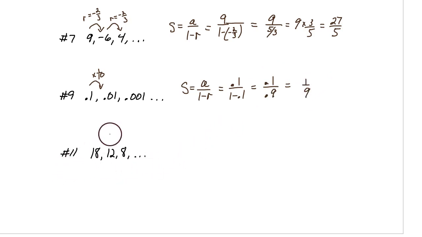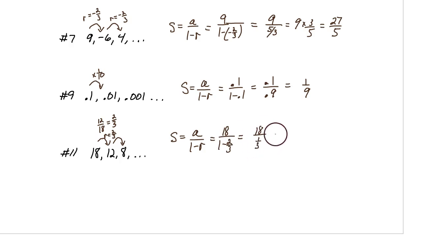And number 11. What is the number you multiply by to go from term to term? Well, 12 divided by 18 reduces to 2/3. So r equals 2/3. 12 is 2/3 of 18. 8 is 2/3 of 12, and so on. So S equals a over 1 minus r. A is 18. R is 2/3. So this is 18 divided by 1/3, and that makes 54.